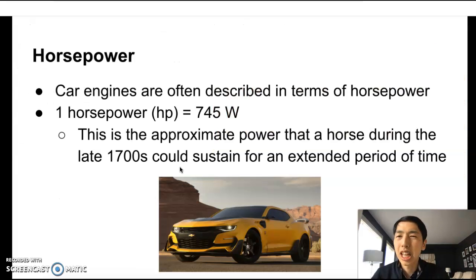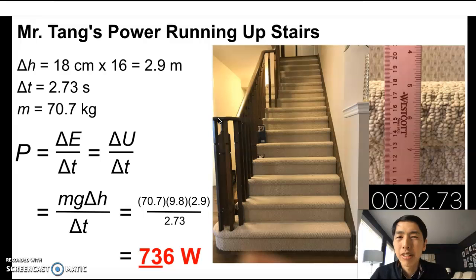This term came about: horsepower. You may have heard the word horsepower before. And car engines are often described in terms of horsepower. And 1 horsepower is equivalent to 745 watts. So you'll see that me running up the stairs, I was pretty close to 1 horsepower.